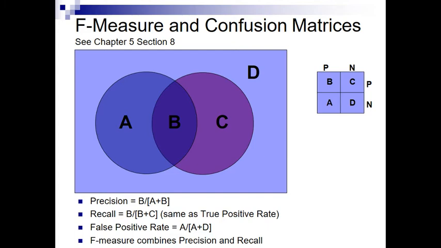the data set. This rectangle represents the whole data set. And I have 2 circles in the middle of my rectangle. I've got this blue circle on the left, that's A plus B. That's everything that's predicted as positive in the experiment. And then on the right, I have this purple circle that's B plus C. That's everything that's actually positive.